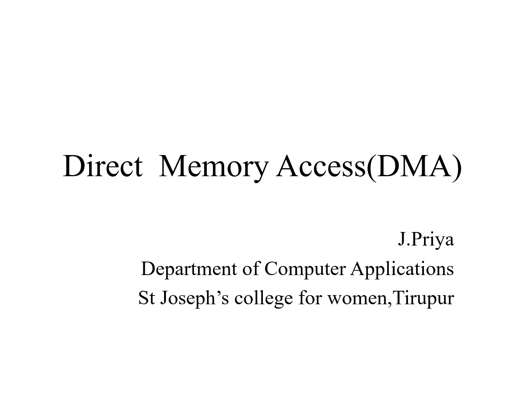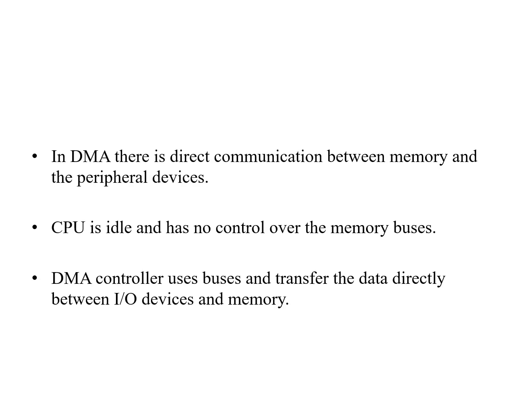Now let us see about direct memory access. In direct memory access, there is direct communication between memory and the peripheral devices. The transfer of data between a fast storage device such as magnetic disk and memory is often limited by the speed of the CPU. Removing the CPU from the path and letting the peripheral device manage the memory buses directly would improve the speed of transfer. This transfer technique is called direct memory access.